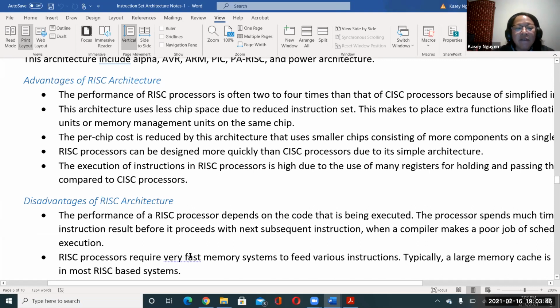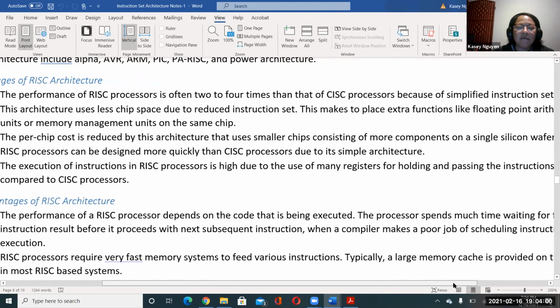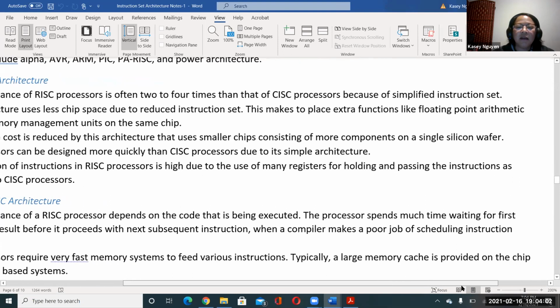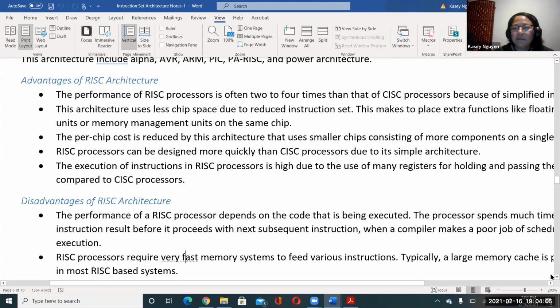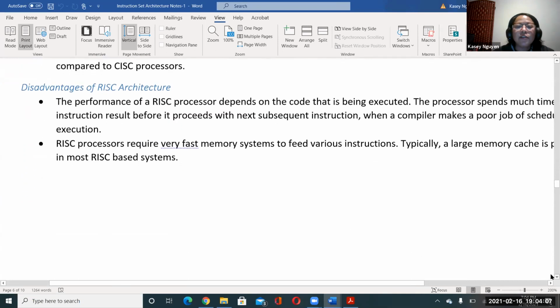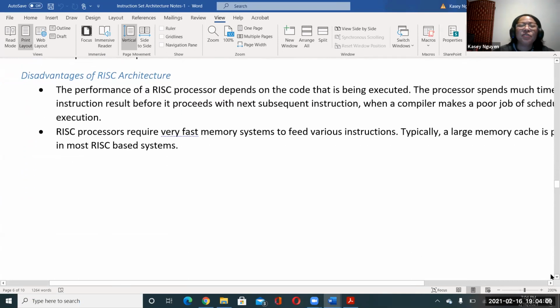However, RISC processors require very fast memory to feed the various instructions. That means a larger cache is required in most RISC. The cache size needs to be bigger. So when you see cache size now, when you're shopping for a processor, that just means that you have more space to handle instructions.